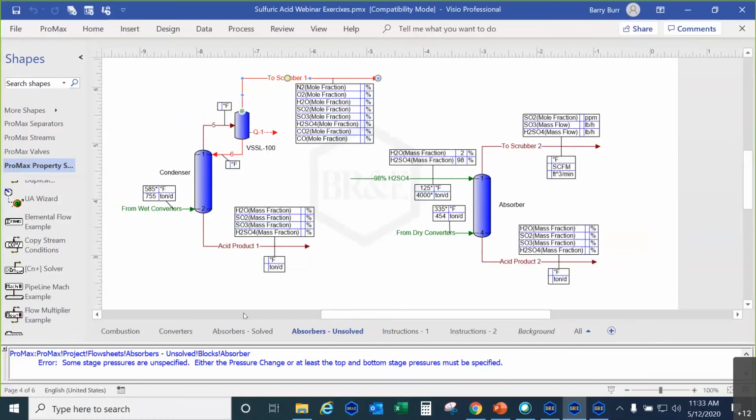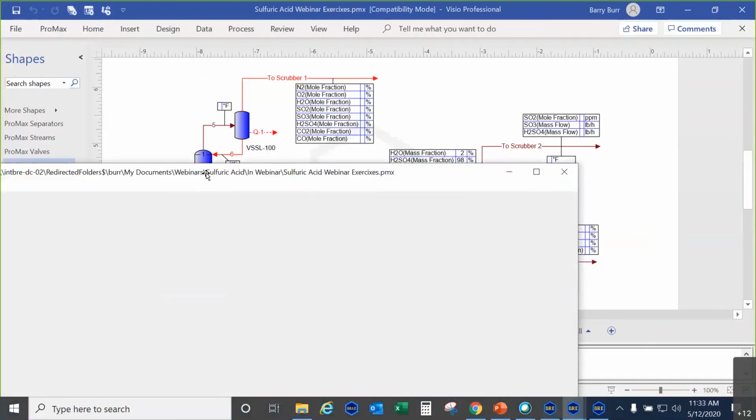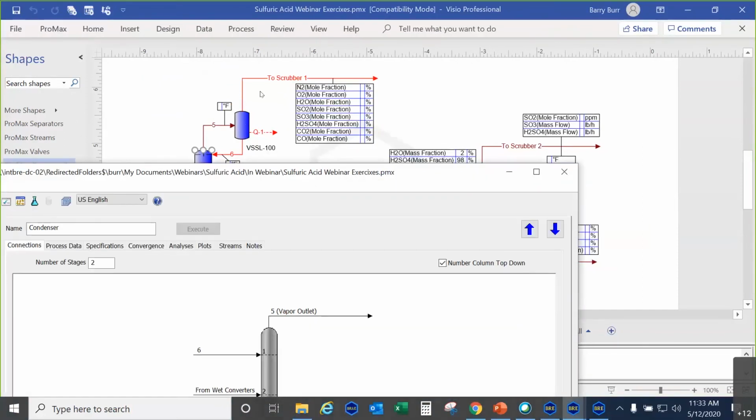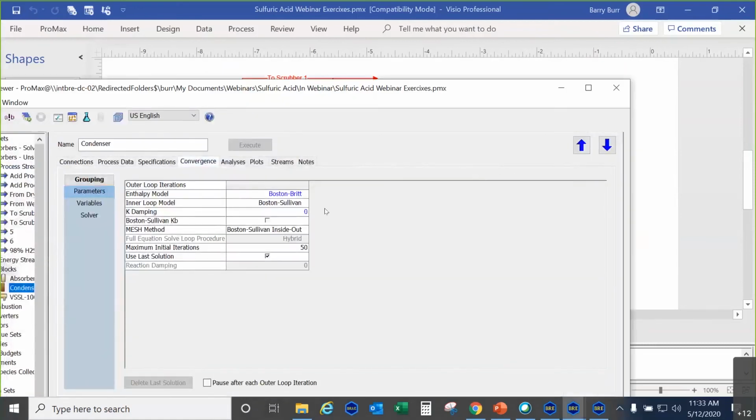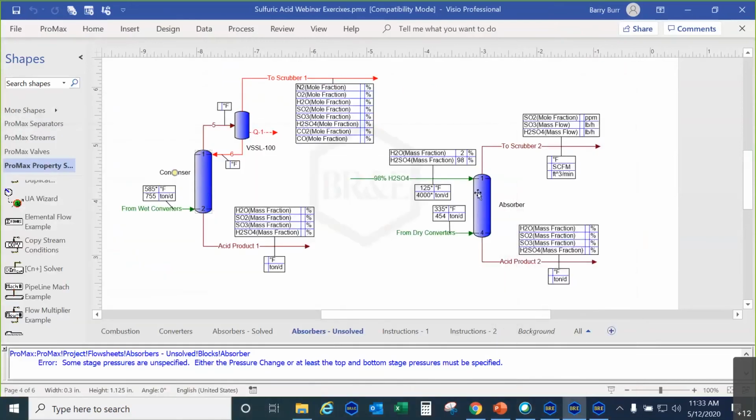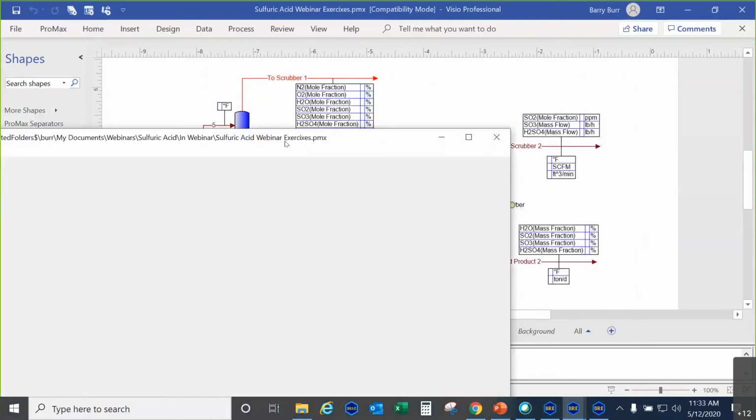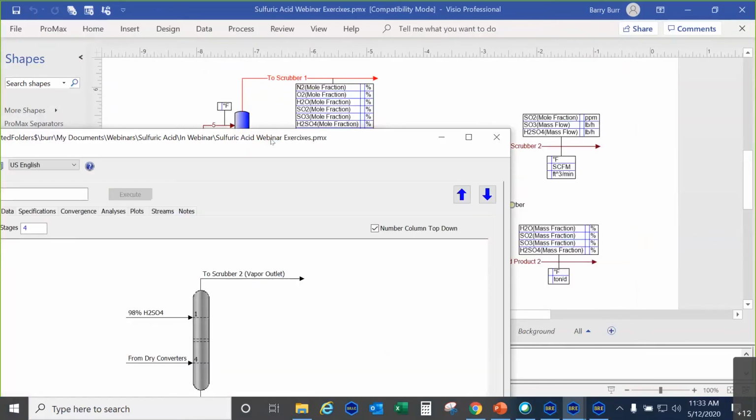For both of these columns, there's a convergence tab. They default to Boston Brit with a K damping of 0. Most of the time, I have really good luck by switching to composition dependent and K damping of 4. That is Barry's default. So other people may have their own, but I'm going to stick with what works for me.